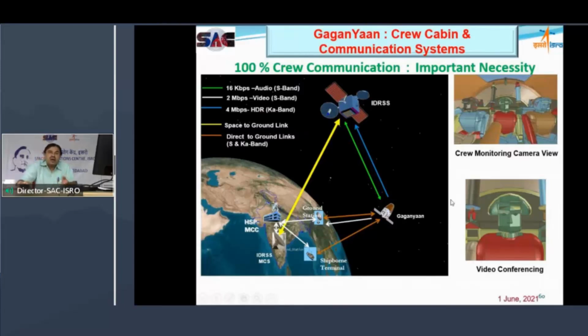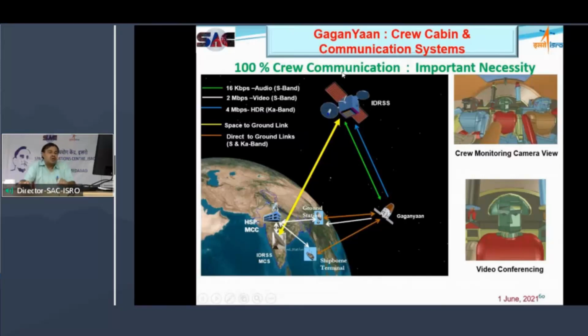In that time, what will happen? The astronaut in Gaganyaan will communicate through this geostationary satellite, because a geostationary satellite is stationary. It will always be able to look towards the Gaganyaan. So he will communicate with this satellite, and this satellite in turn will communicate with our Earth station. Such 2 satellites are needed. Ideally 3 are needed, but 2 will also be able to manage. That way we will achieve this 100% communication.